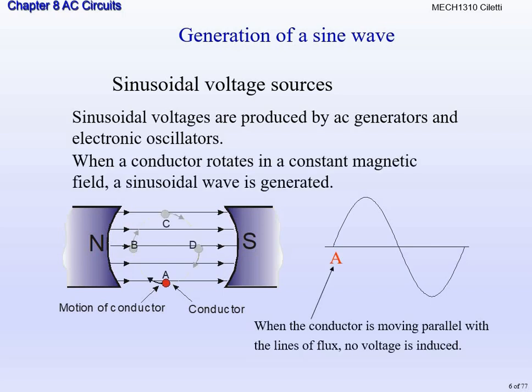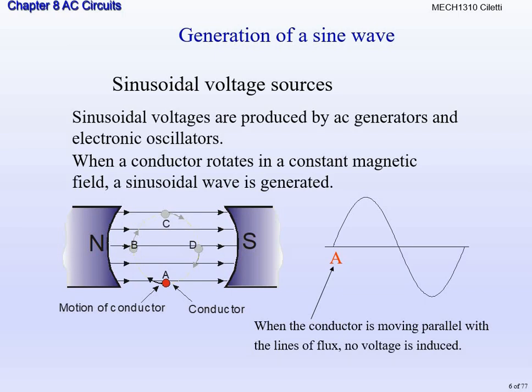If we look at point A, that's where we're going to start, and we can see the flux fields from north to south. Does everybody see those on the screen? The flux fields are from north to south, and we are going to generate our conductor.